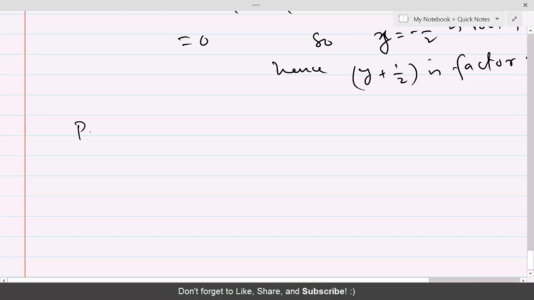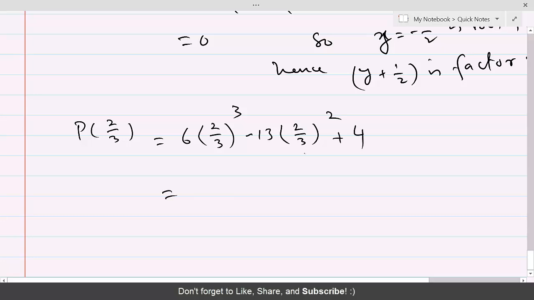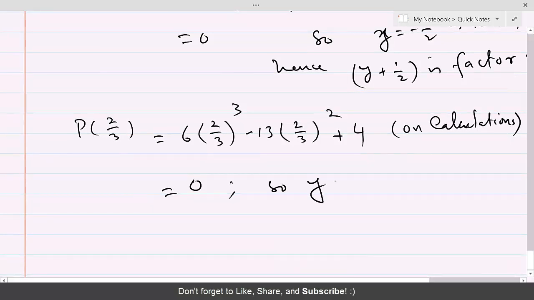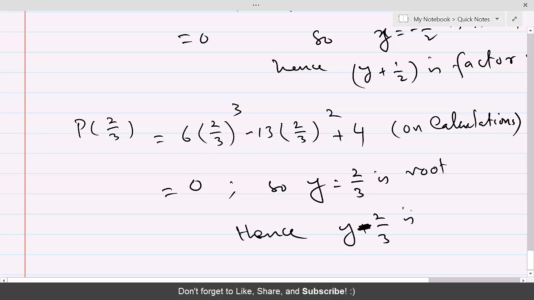So let's try P of 2 over 3 here, and that would give 6 into 2 over 3 to the power 3 minus 13 times 2 over 3 to the power 2 plus 4. If you make the calculations, the answer is going to be 0. So y equal to 2 over 3 is a root, hence y minus 2 over 3 is a factor.